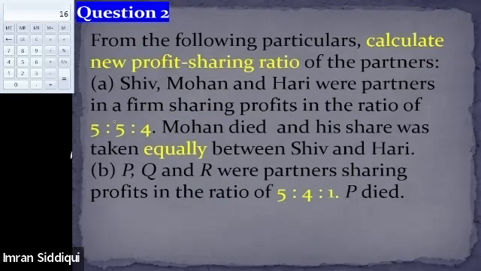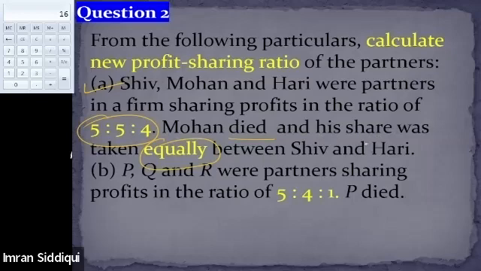Okay. You need to find the new profit sharing ratio for both cases. There are two cases in this question, case A and case B. In case A, Shiv, Mohan, and Hari, three partners, were sharing profit and loss in the ratio 5:4. Mohan died and his share was taken equally by Shiv and Hari, right?